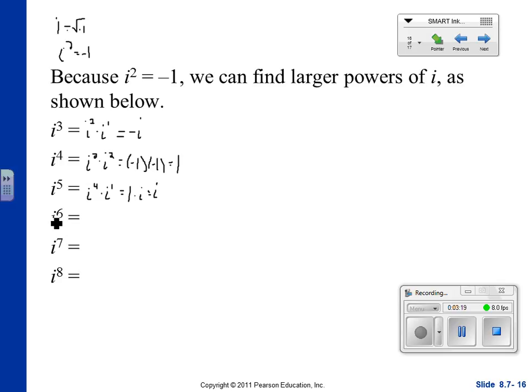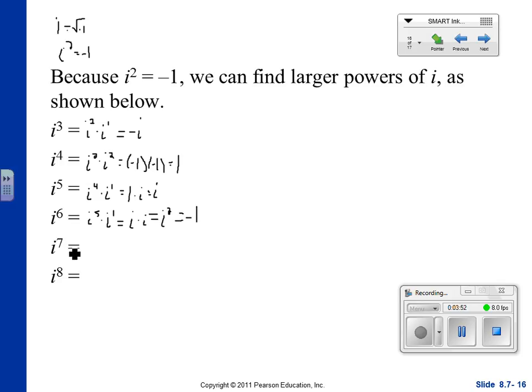Keep going. I to the 6th. Well, we know 1 down is i to the 5th, which we already know what i to the 5th is. And i to the 5th times i to the 1, we know 1 plus 5 will give us the 6. I to the 5th we found was just an i. So this is i replacing that times the i we already had. I times i is i squared. But from way back here we know i squared is just negative 1.